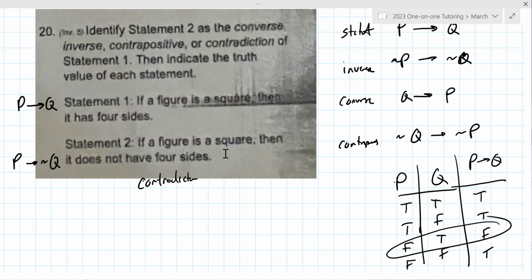And indicate the truth value. Yeah, so I'm going to go true and then false. Okay. Yeah. So then we can go back to.